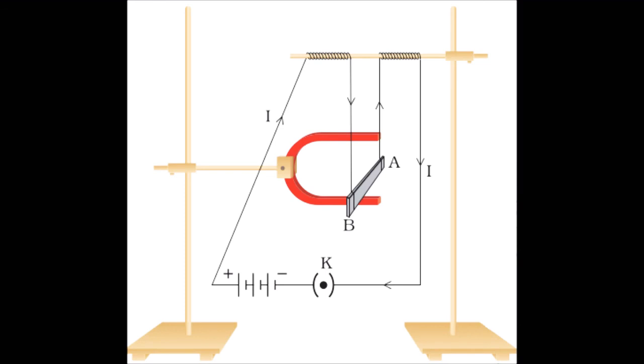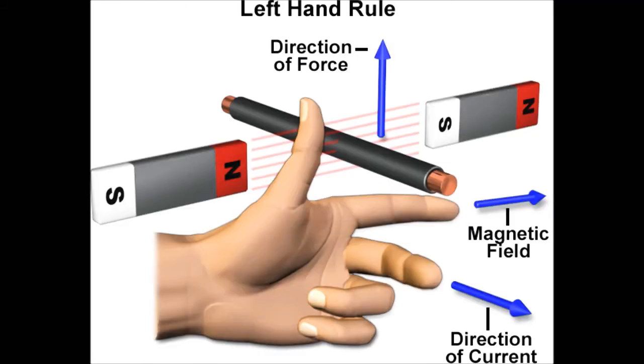There is a simple rule to find the direction of force on the conductor, that is Fleming's left hand rule, as shown. According to the rule, stretch the thumb, the middle finger and the forefinger of your left hand in such a way that all are mutually perpendicular. If the forefinger indicates the field and the middle finger indicates the current, then the thumb will indicate the motion of the conductor, or the force acting on the conductor.